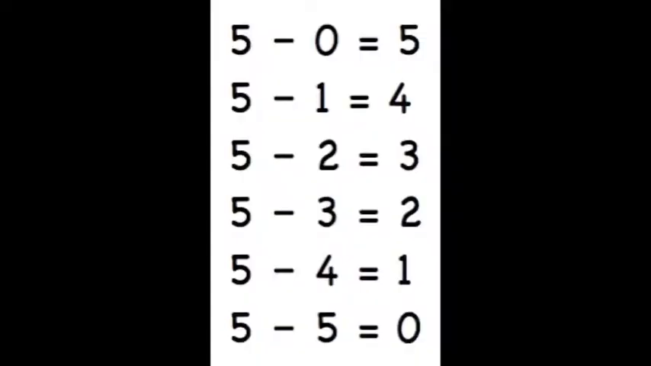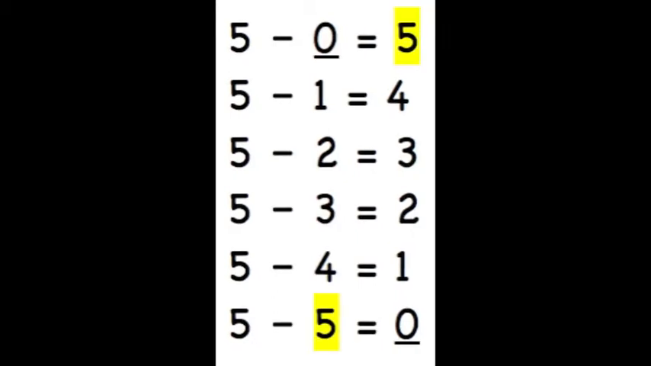So, here are our subtraction facts. 5 take away 0 equals 5. 5 take away 1 equals 4. 5 take away 2 equals 3. 5 take away 3 equals 2. 5 take away 4 equals 1. And 5 take away 5 equals 0. And here we have our patterns. 5 take away 0 equals 5. 5 take away 5 equals 0.